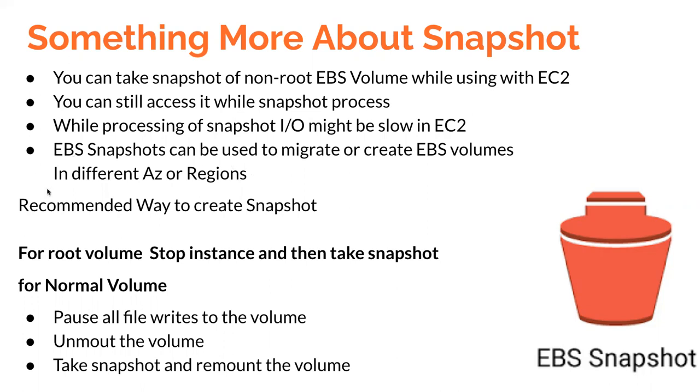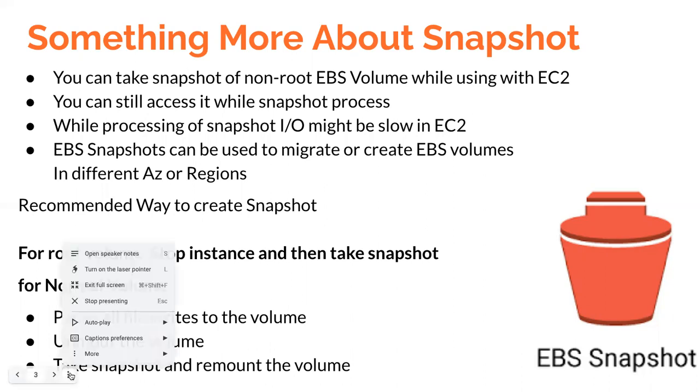So the recommended way to create an EBS snapshot: for a root volume, you have to stop the instance and then take a snapshot. For a normal volume, pause all writes to the volume or pause all processes on the volume, unmount the volume, and take a snapshot.